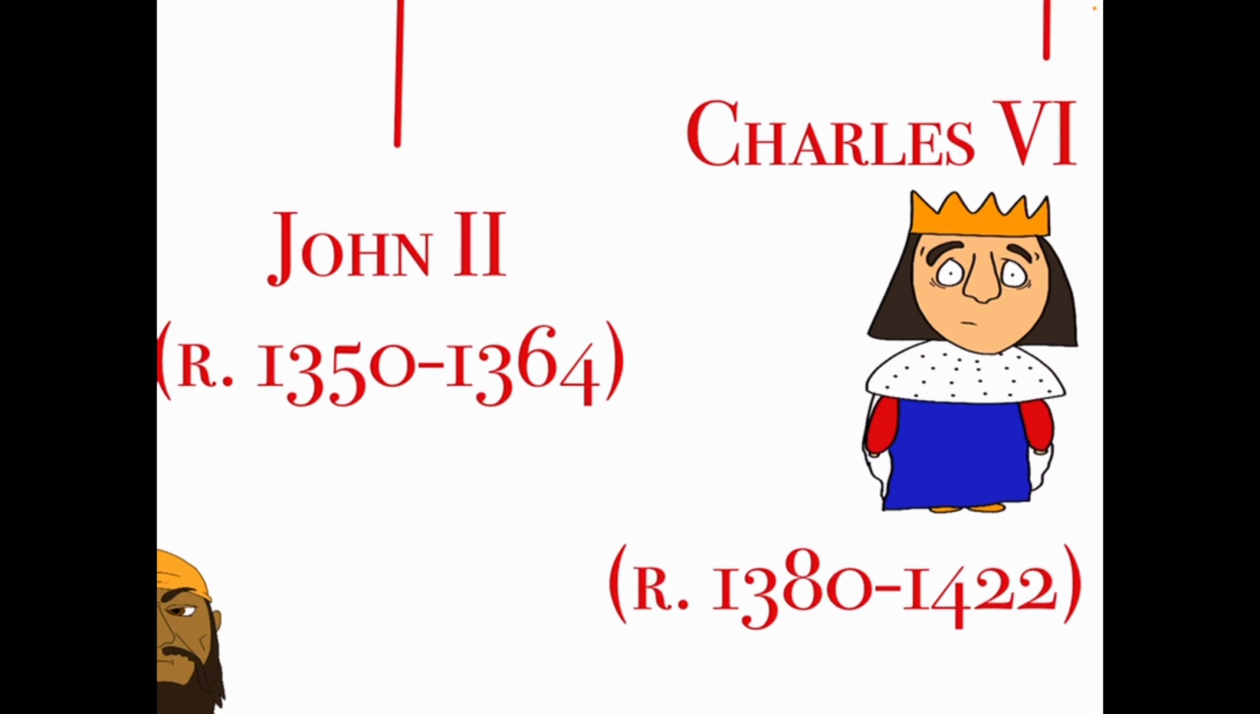He ruled from 1380 to 1422. He was known as Charles the Mad because he suffered different bouts of mental illness throughout his life. He became king at the age of 12. During some of these bouts of mental illness, he would think that he was glass and could break at any time. He also was known to attack his own guards for fear for his life.